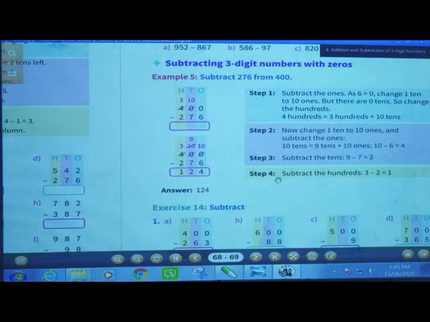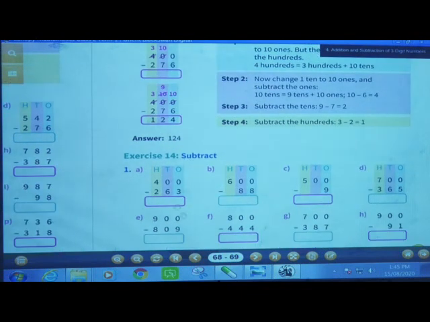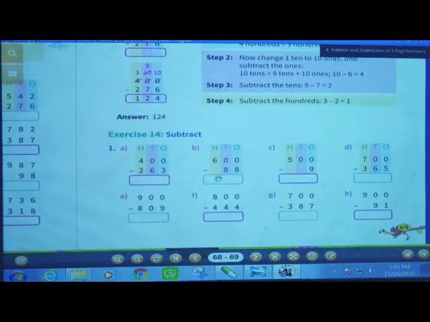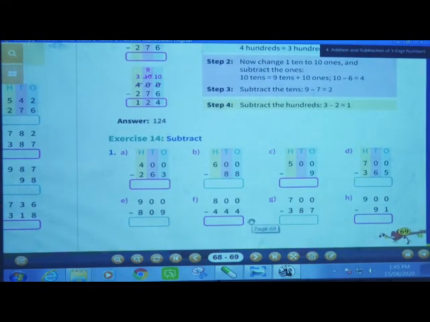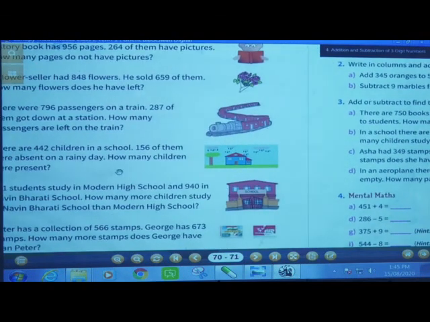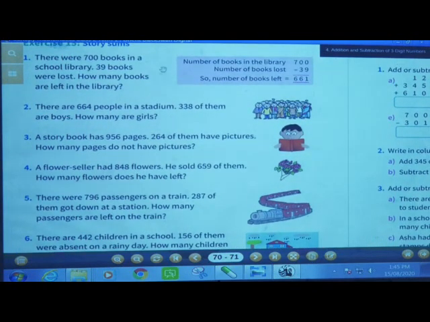Then again we had solved exercise 14. In this we had given homework. Okay. And story sums. Then next page, these story sums. One example is shown for you. Then the others remaining, you will solve all these examples. Okay?